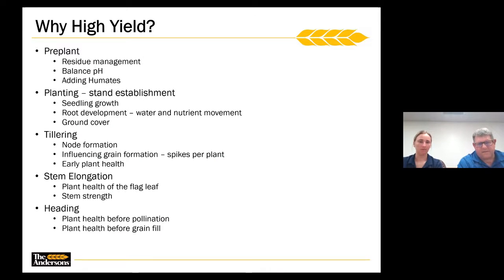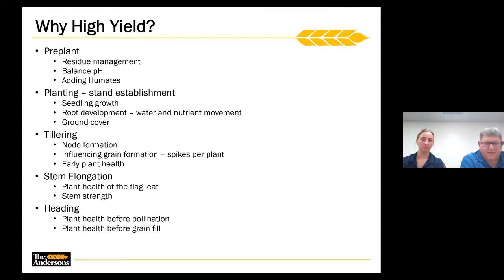Why do we always stress that high yield? Particularly when we talk about wheat, on the pre-plant side we want to make sure we have a balanced pH, and it's a great opportunity to add some of our humates at that pre-plant timing. Then at planting, or really stand establishment, this is the point in time where we want to make sure we're developing roots underneath that plant. This is where our water and nutrient movement is going to happen during the growing season, so we really want to establish a good root system.